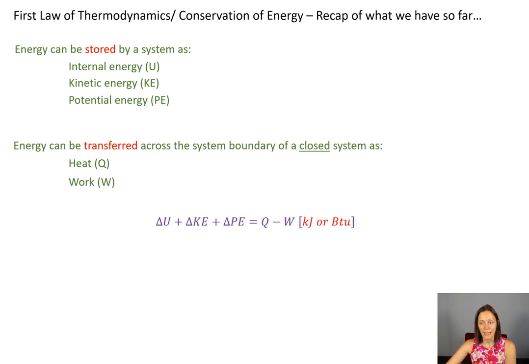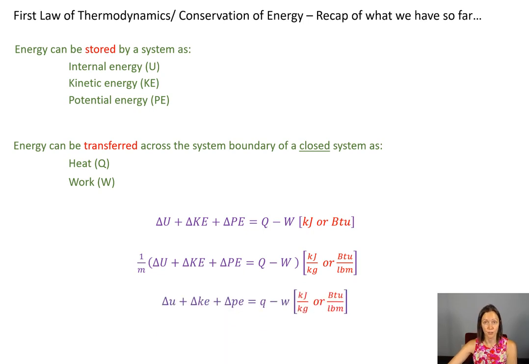So let's put everything together, and here's our first law for a closed system. The left-hand side is the energy stored by the system. The right-hand side is the energy that's transferred across the system boundary into that system. You can also express it on a per mass basis by dividing through by mass, and in that way you would have everything in terms of lowercase letters. Delta little u, and those u values, you can look those up in tables, for example.